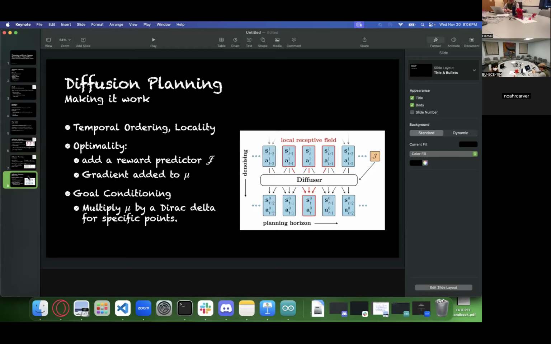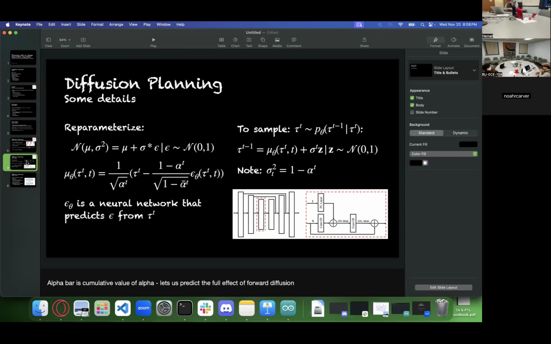So it doesn't matter what your trajectory horizon is because of the fact that it's all convolutional layers. Can you explain that again? Is it because you just need to look at the states and actions around it? Exactly.